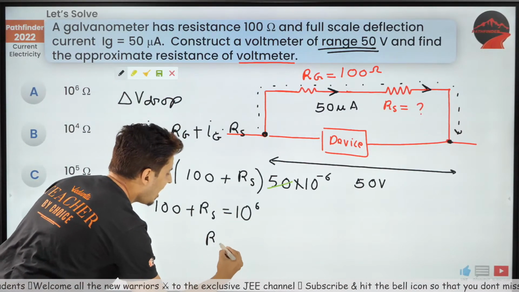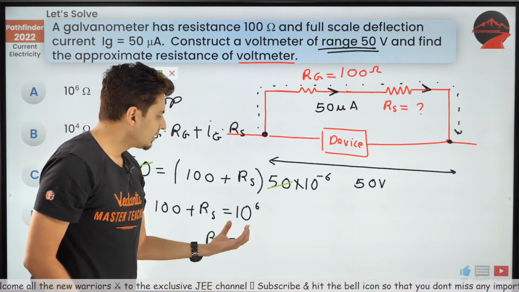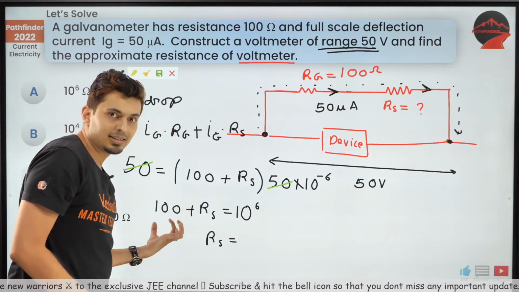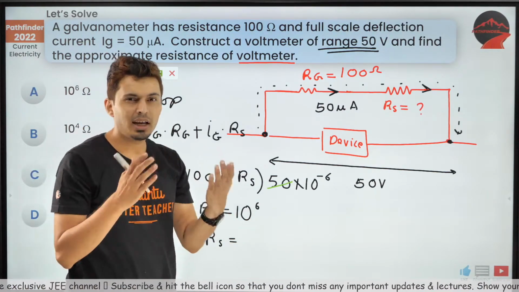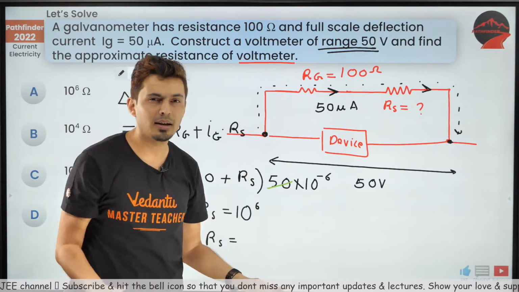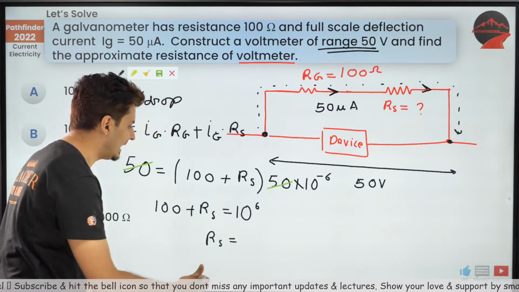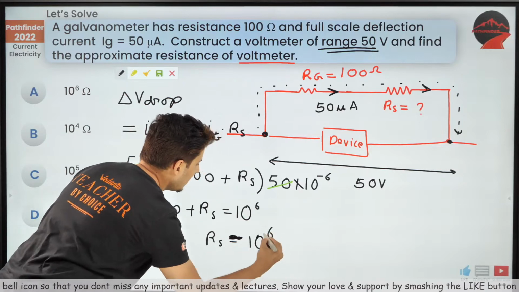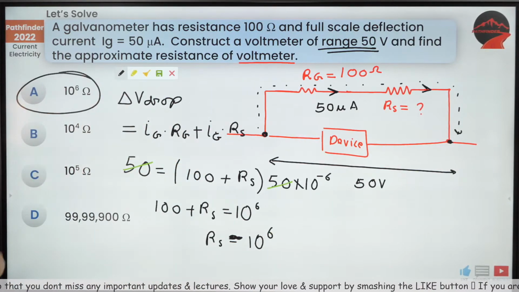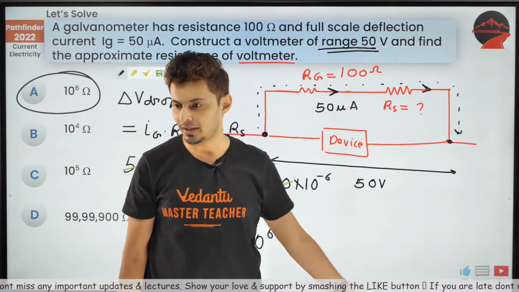That means Rs is 10 lakh minus 100. Yeah, 10 lakh minus 100 is 9,99,900, which is as good as 10 lakh. So I will approximately say this is 10 to the power 6, which is option A. Yes, which is option A.